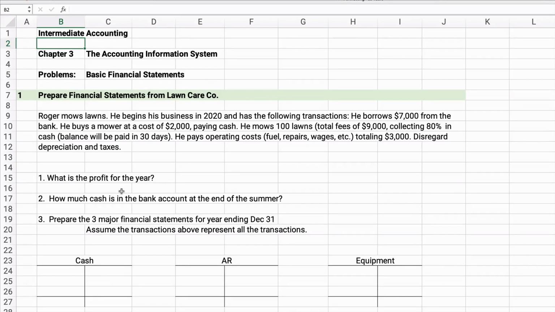Hello and welcome. Today we're going to work on some basic financial statements. Now we're working on Intermediate Accounting Chapter 3, but this would work for financial accounting or principles of accounting.